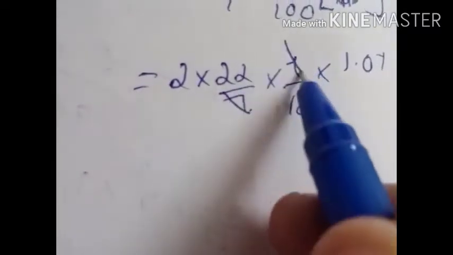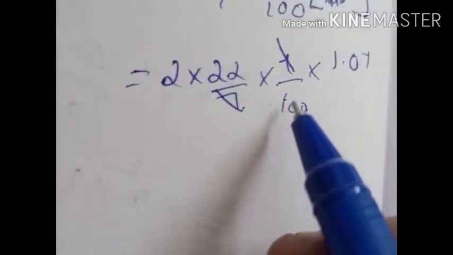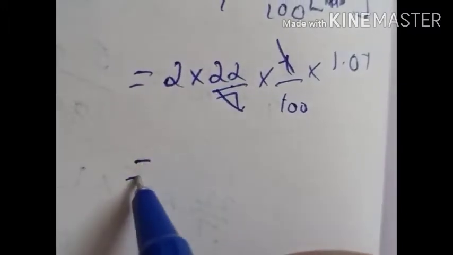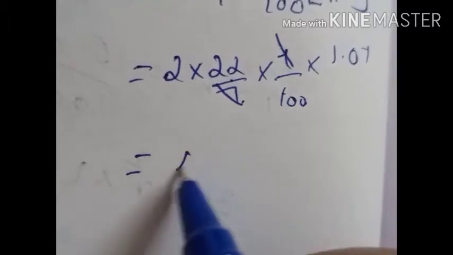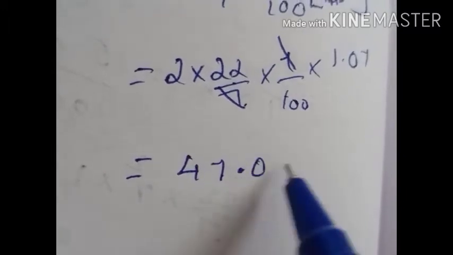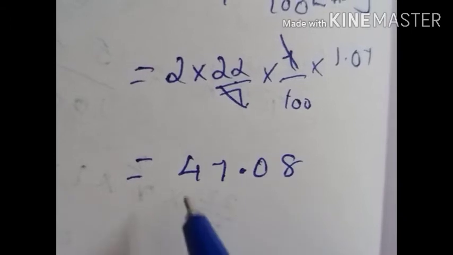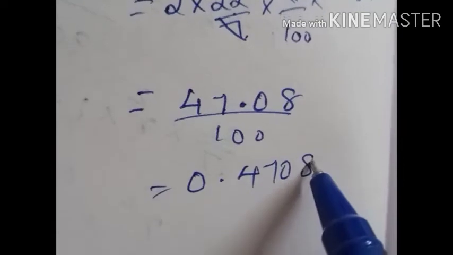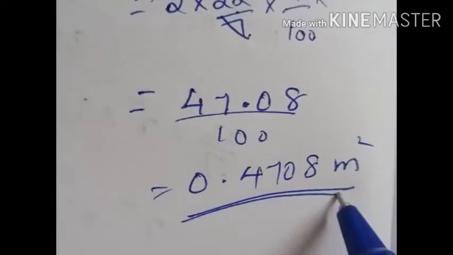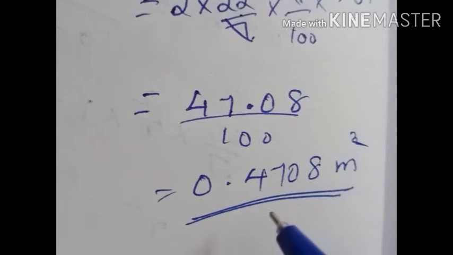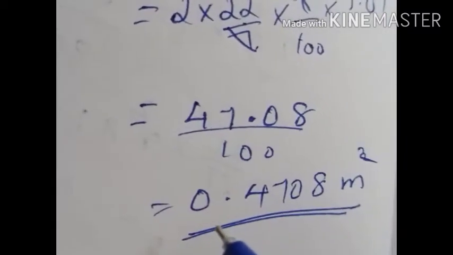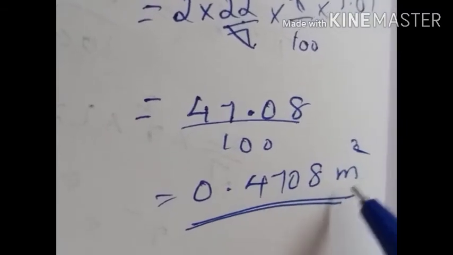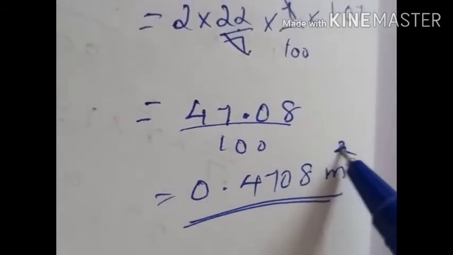Then we can do the cutting method. Then in 100, directly we can multiply 2 into 22 into 1.07. That is equal to 47.08 by 100. That is equal to 0.4708 meter square. This much square meters of metal is used for making this cylinder. So here the answer is 0.4708 meter square, the TSA.